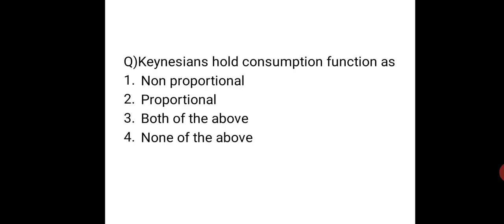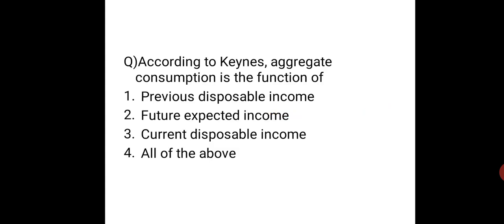Keynesians hold consumption function as non-proportional, proportional, both of the above, none of the above. And we know Keynesians, that is absolute income hypothesis, we know that as income increases, consumption doesn't increase proportionally. That means consumption function is non-proportional, right? So the answer has to be 1, right? Moving on to the next question.